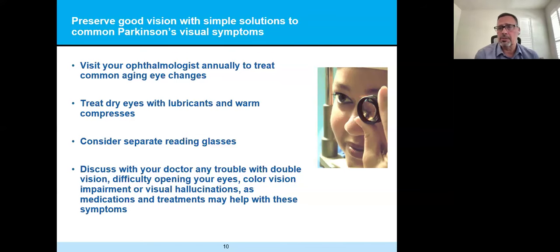Treatment for dryness, like we discussed, with lubricating eye drops and warm compresses, is something that you can do easily at home. Consider always separate reading glasses if you're having issues with reading. And also if you have issues with double vision or difficulty opening your eyes, color vision problems, or hallucinations, those are issues that you must discuss with your doctor, because these require medical attention and are not something that you can handle easily at home.